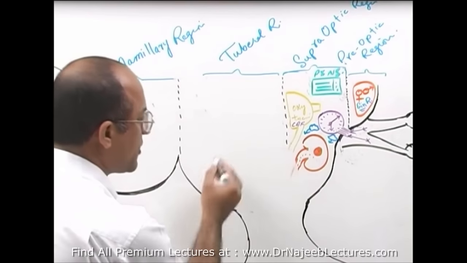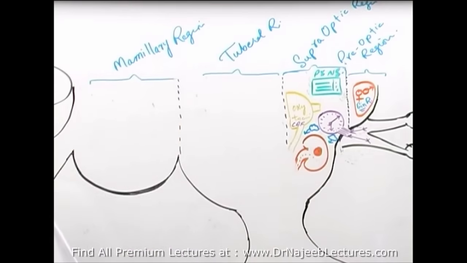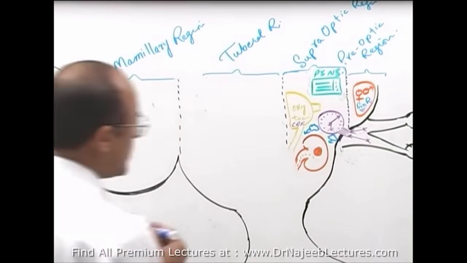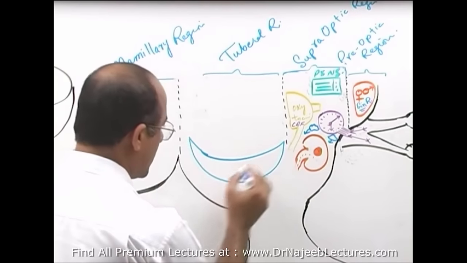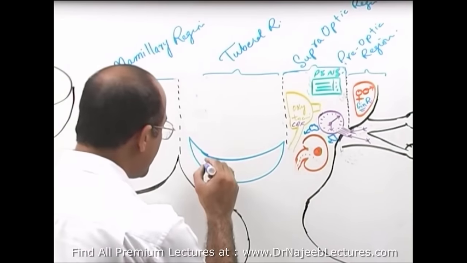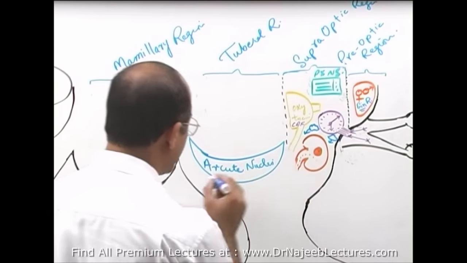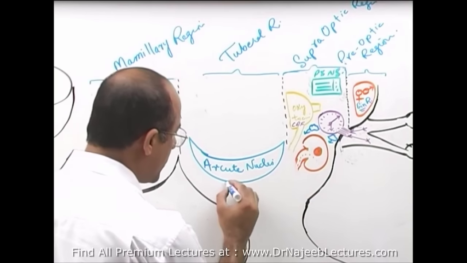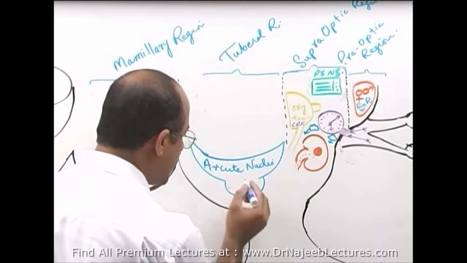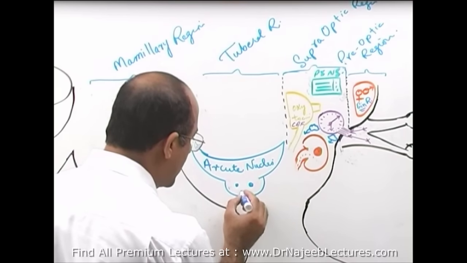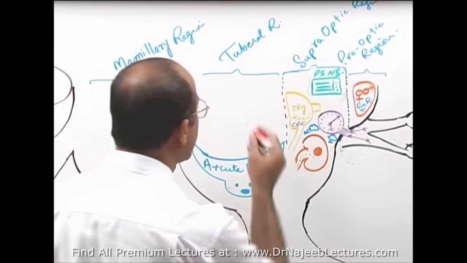Now this is the tuberal region, right? In this tuberal region, there are three important nuclei. One nucleus is like an arc, so it is called the arcuate nucleus. Is it right? What is this nucleus? This is the arcuate nucleus. And then there are two important nuclei here also.